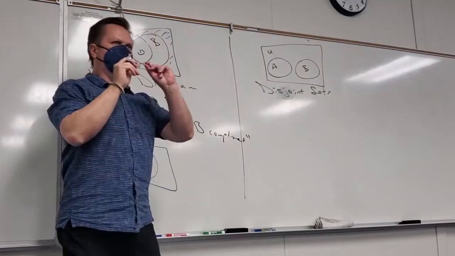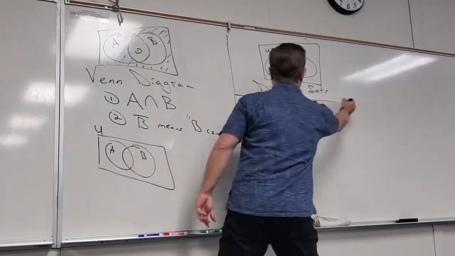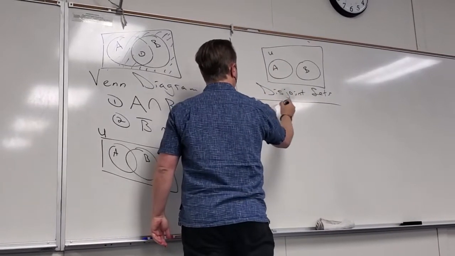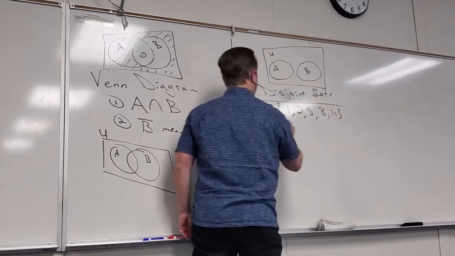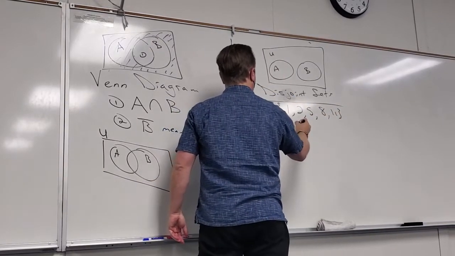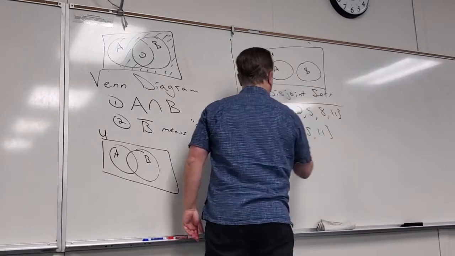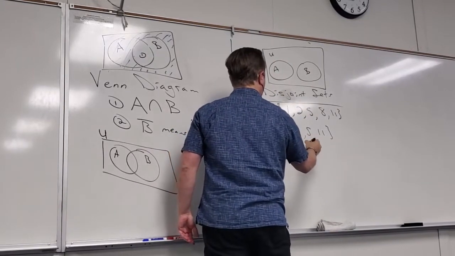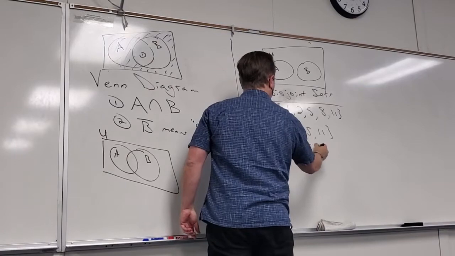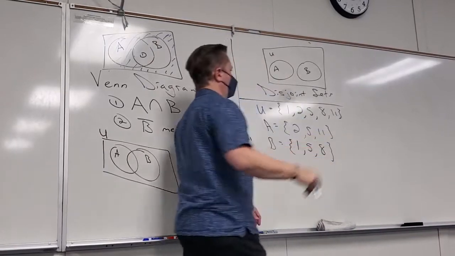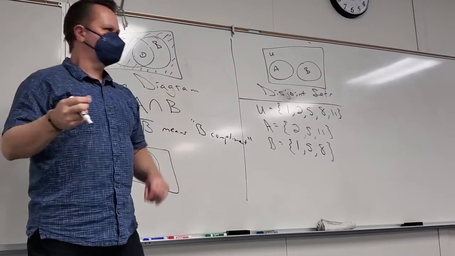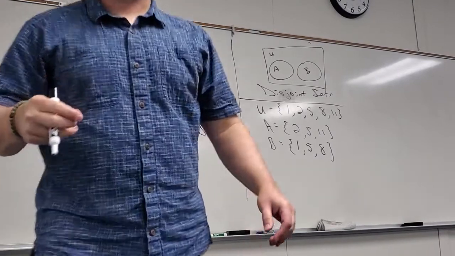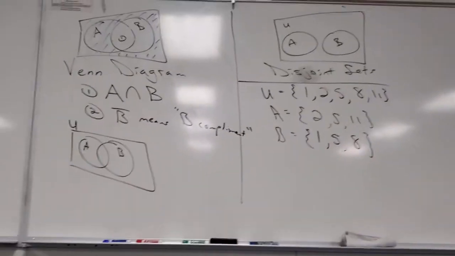All right, so let me give you a more concrete example of what I mean with this U business. So if U is the set 1, 2, 5, 8, 11. Let's say A is the set 2, 5, 11. And B is the set, what do you got, Jeff? 1, 5, 8. Let's try to construct this picture.